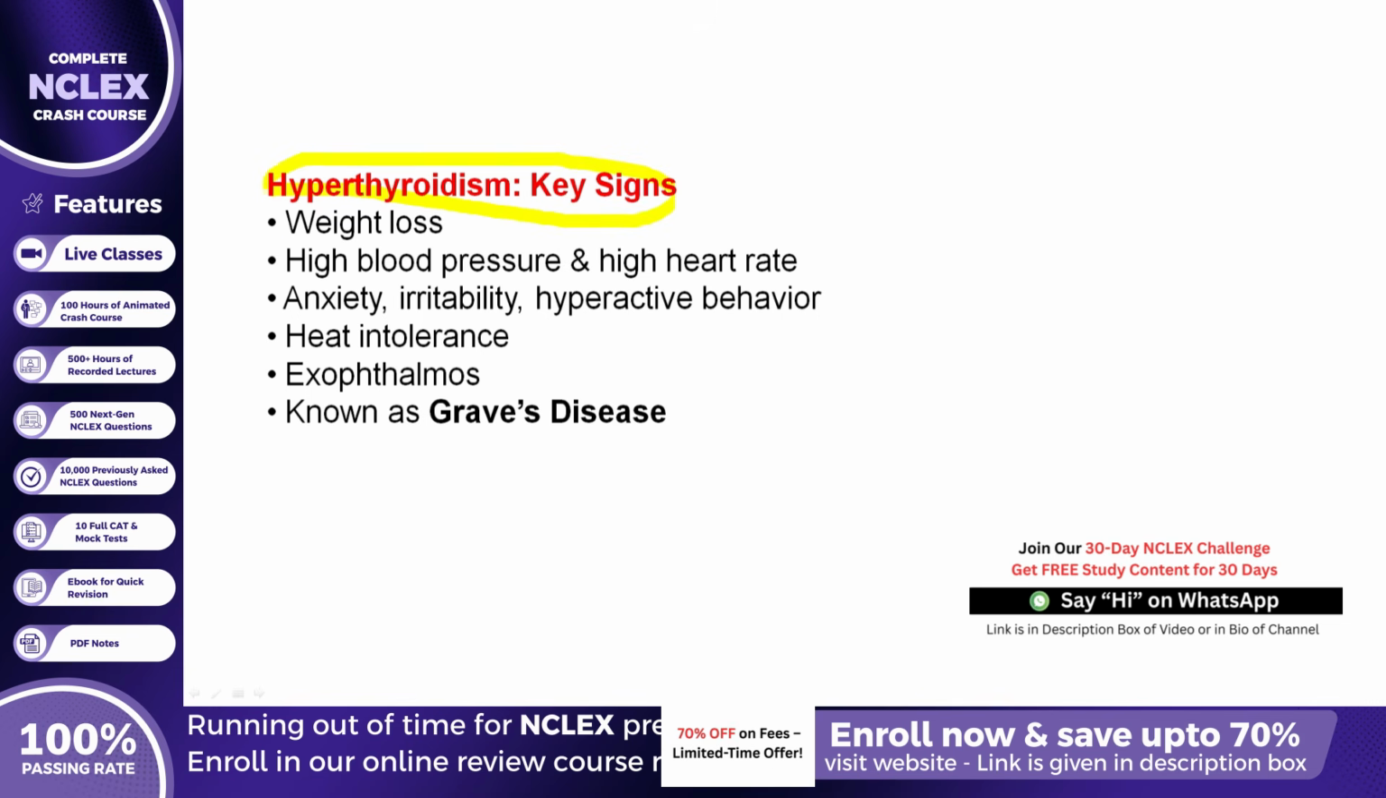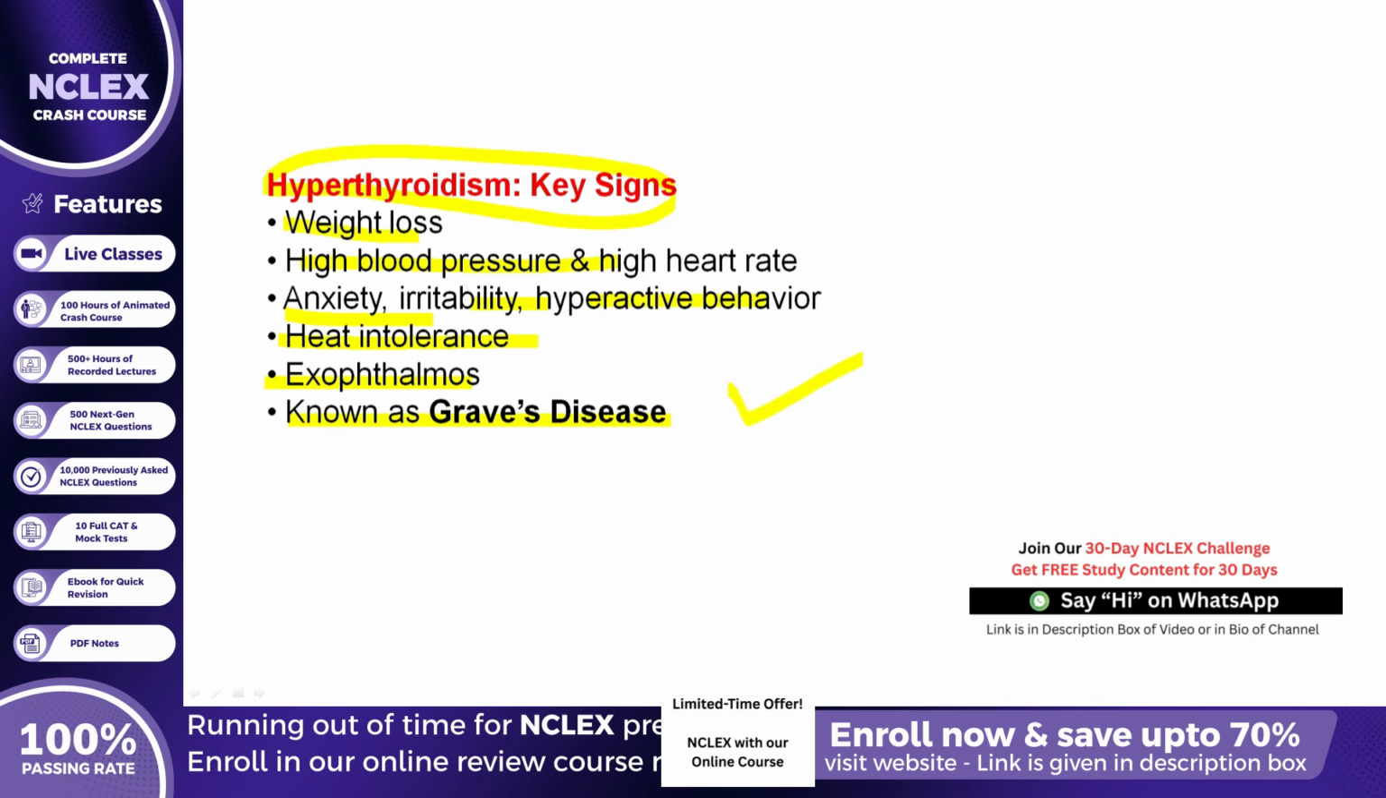You will see weight loss. You will also see high blood pressure and a high heart rate. Anxiety, irritability, and hyperactive behavior are common. The client will have heat intolerance. You may also notice exophthalmos. This condition is known as Graves' disease.